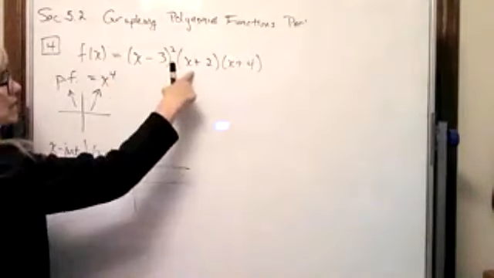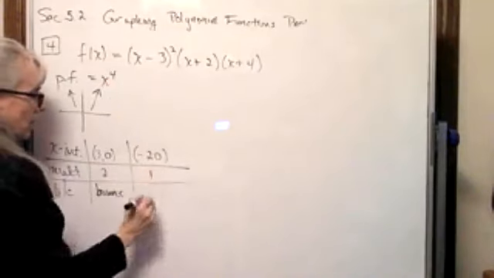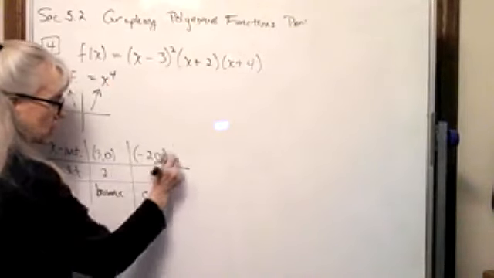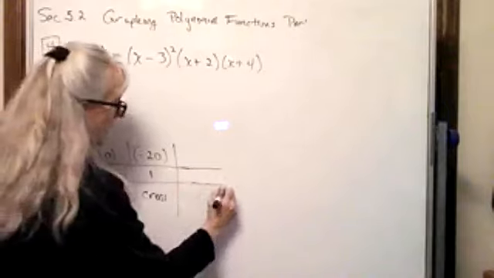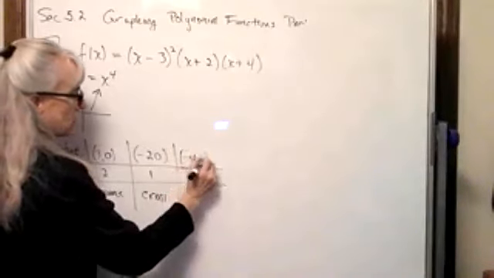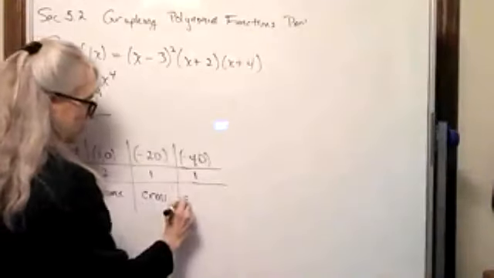Our next x-intercept comes from that x plus 2. If you set that equal to 0, you'll get a negative 2. That has a multiplicity of 1. Because that's an odd multiplicity, we know the graph is going to cross. And finally, our last x-intercept is going to come from the x plus 4. When you set that to 0, you'll get a negative 4. It has an odd multiplicity of 1. The graph is going to cross.